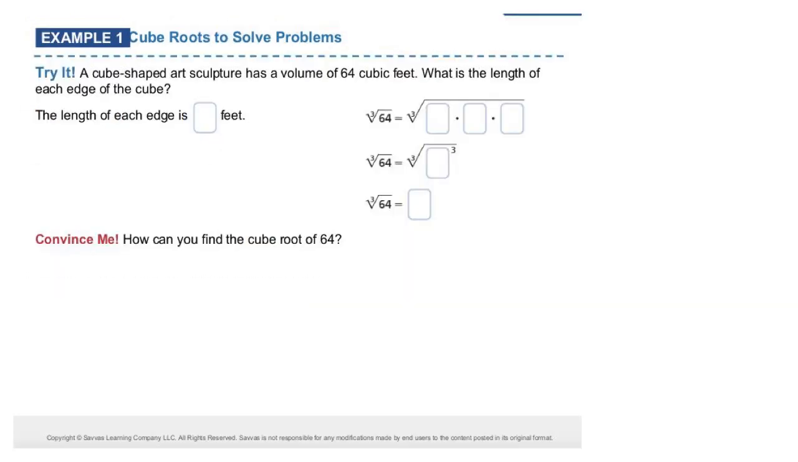All right, we have a cube-shaped art sculpture that has a volume of 64 cubic feet. What is the length of each edge of the cube? All right, so you're looking for three numbers, the same three numbers. When you multiply them together, you're going to get 64. You might be able to use your cube list to figure that out, or maybe try the calculator keys. Either way, I want you to go ahead and figure this out and then come back for checking.